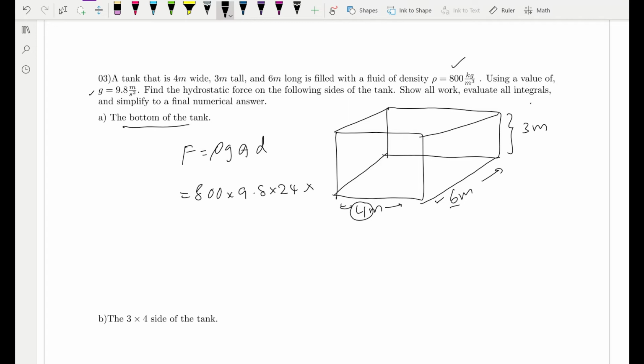The water fills the tank, so from the top of the tank to the bottom, the depth is 3. If you multiply all four quantities, we get the force in Newtons. So that's a simple problem. It's simple because the depth doesn't change. This is an important concept to understand.